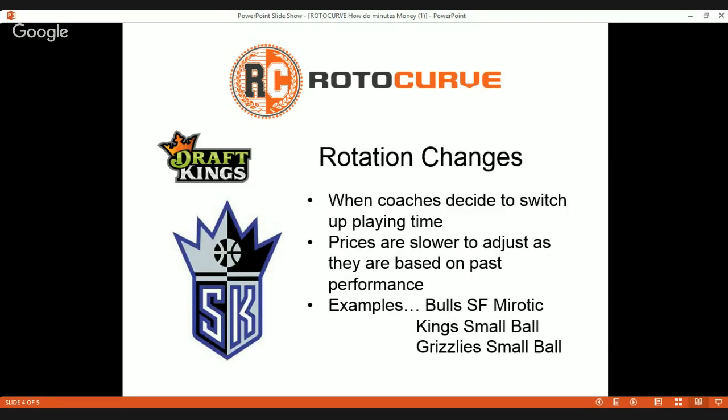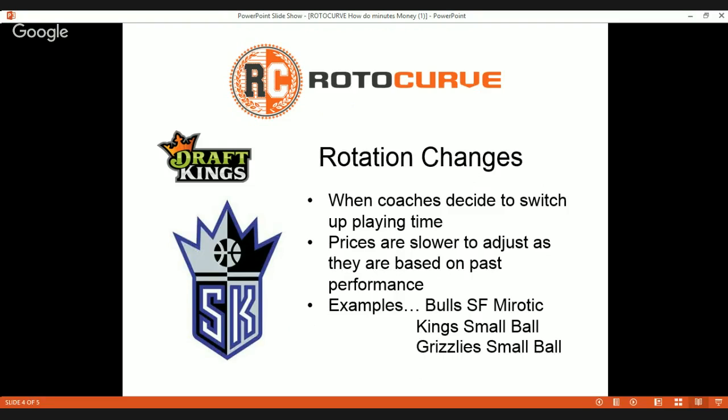Next thing we're going to talk about is the rotation changes. When coaches decide to switch up the playing time, either because the team isn't playing well or they're just going to try something different to see if they can jumpstart somebody who hasn't been shooting well or hasn't been scoring well. Prices are slower to adjust to this than they are to adjust to other things because they're based on past performance. So even though we know that somebody might be seeing 30 to 35 minutes today when they normally only see 20 to 25, the price is still going to be what the price was when they were a 20 to 25 minute a game player.